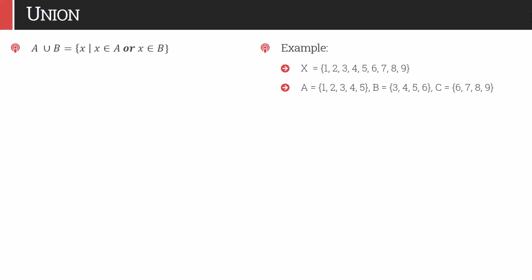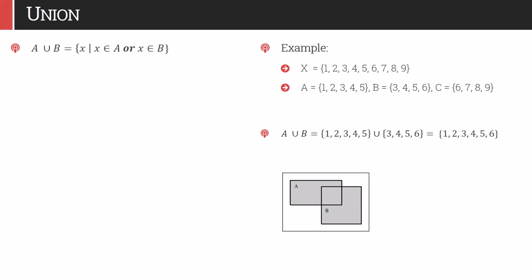On the right hand side, we have some data. X is the universal set or the universe of discourse, which contains elements 1 to 9. Set A has 1 to 5, B contains 3 to 6, and C contains 6 to 9. For A union B, we have to take the union of set A and set B. As we know, a set contains only unique elements. So even though a few elements like 3, 4, 5 are repeated in both the sets, we write them down only once in A union B. So finally, A union B would be 1 to 6.